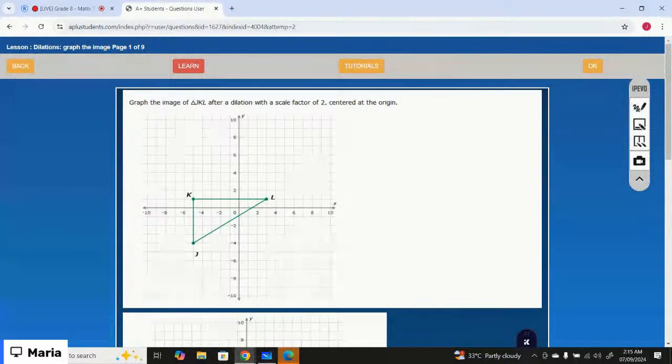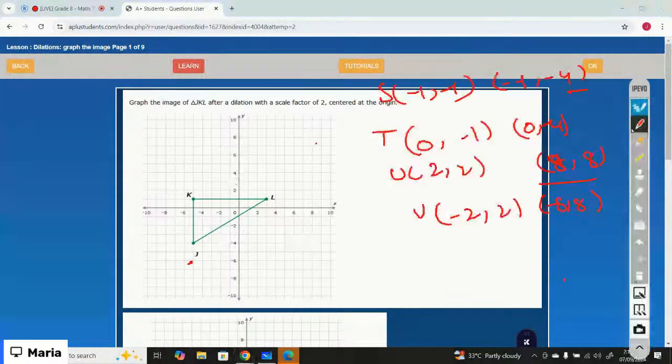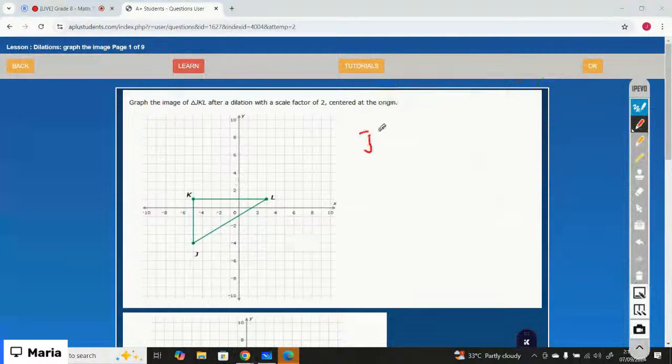Okay, so now graph the image of triangle JKL after the dilation with a scale factor of 2 centered at the origin. Just look at their vertices, right? The coordinates of J are negative 5 and negative 4, right? The scale factor is 2. That means for the dilated image, they are negative 10 and negative 8.